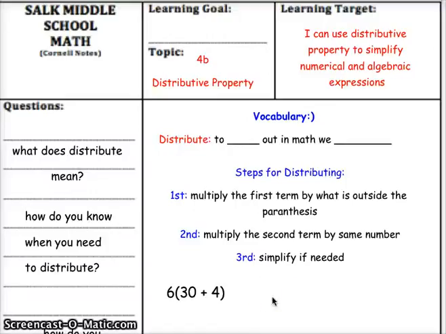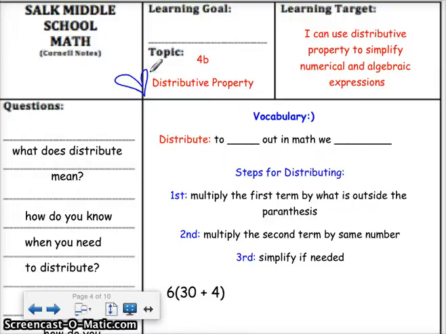Okay, we are moving on to the second part of Unit 4, and we're going to talk about the distributive property today. What you can do after today is use the distributive property to simplify numerical and algebraic expressions. So it's another property, aligned with the properties we did yesterday.